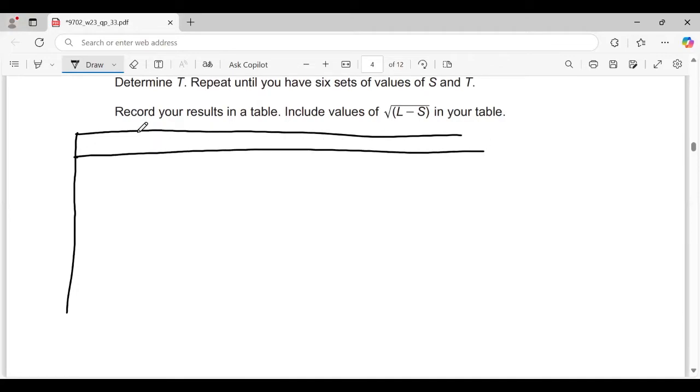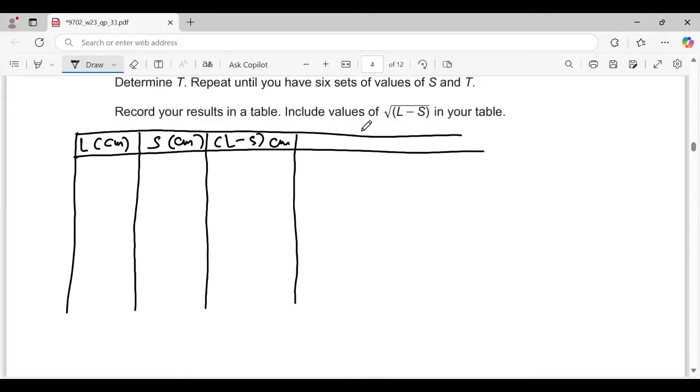Okay, you may use your ruler. The first column is L, unit centimeters. The second column is S, unit centimeters. The third column is L minus S, centimeters. The fourth column is square root of L minus S, with the unit centimeters. And the last column is T, the unit is seconds.